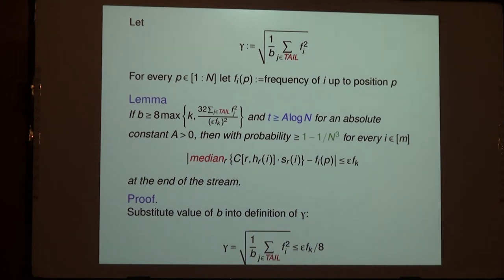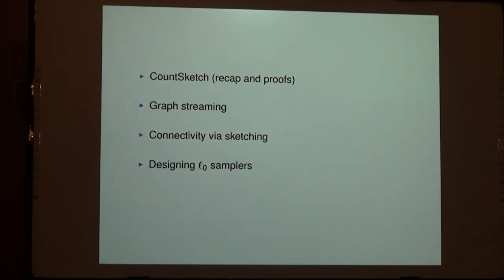The primitive is linear, which is very nice because, for example, now if your data set does not just arrive in a stream, but maybe you have several streams or your data set is stored across several machines, then you can apply count sketch locally on every machine, and then by linearity, just add them together. So these linear sketches are also very useful for distributed computation. Okay, good.